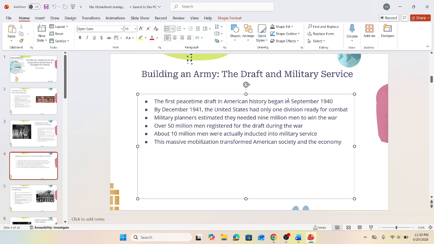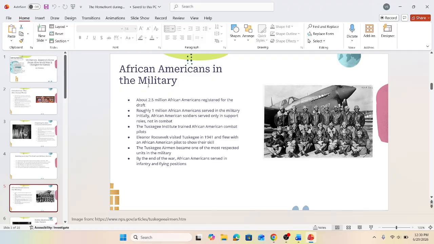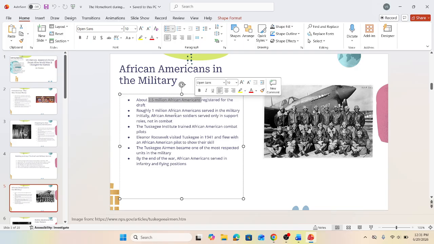Over 50 million men registered for the draft during the war, and about 10 million men were actually inducted into military service. So this is millions. We're talking in the millions growth of the U.S. Army for this war. So how did that affect African Americans in the military? About 2.5 million African Americans registered for the draft, and about roughly 1 million served in the military. But initially, they were only allowed in support roles, not in combat roles.